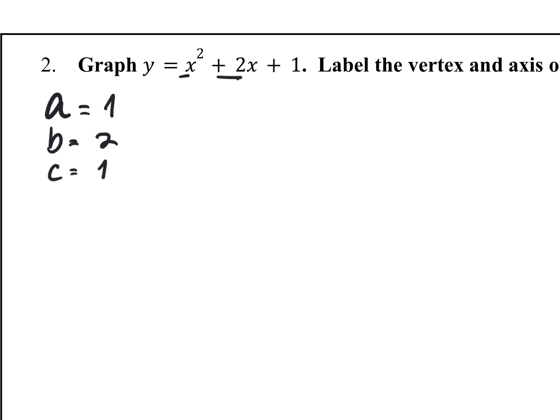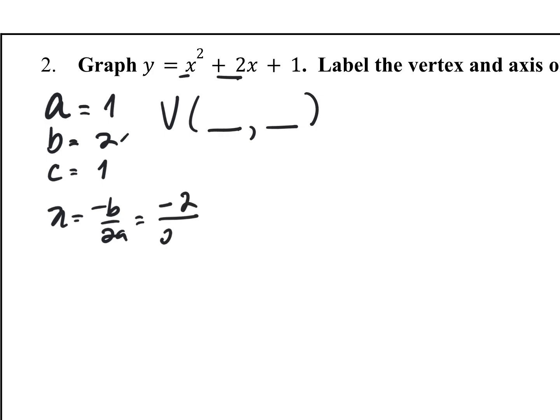Okay, by using this formula, x is equal to negative b over 2a. My vertex should have an x and a y. So here my value of b is 2. Negative multiplied by 2, over 2 times 1. This is going to give you negative 2 over 2, which is just going to give you negative 1. So my x coordinate here is negative 1.